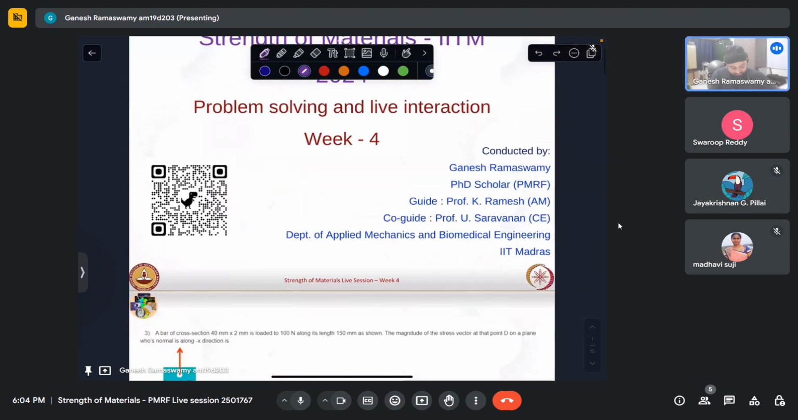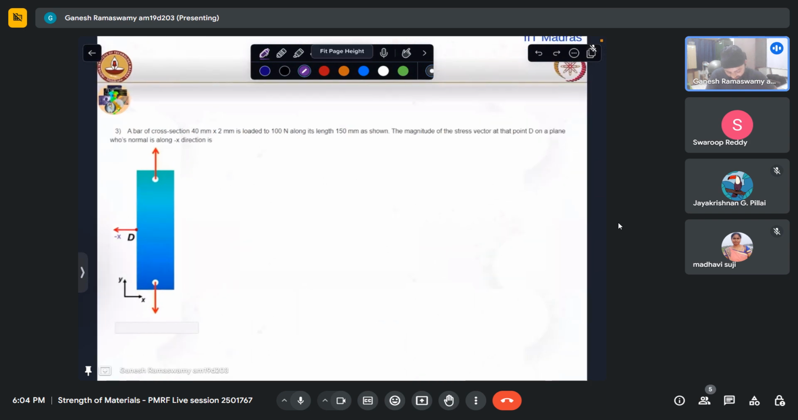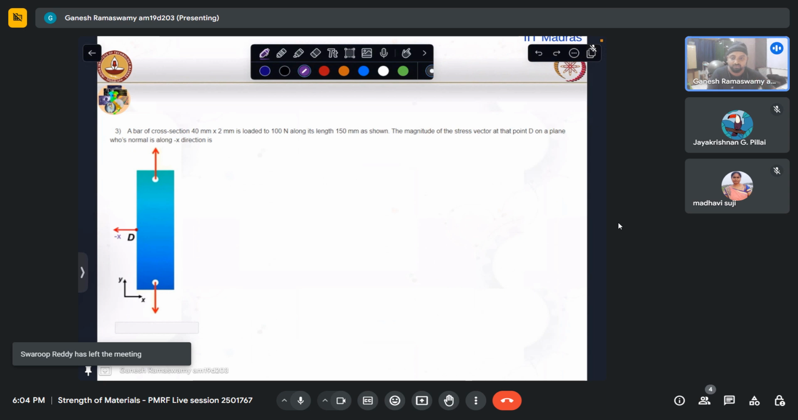So let's look at the first question, which we have actually done quite a while ago. In fact, it is a bit related to the topic of discussion as well. The question says, a bar of cross section 40 by 2 mm is loaded with 100 Newton along its length 150 mm as shown. So there is a rectangular bar which is loaded axially along its length, and its cross section is rectangular.